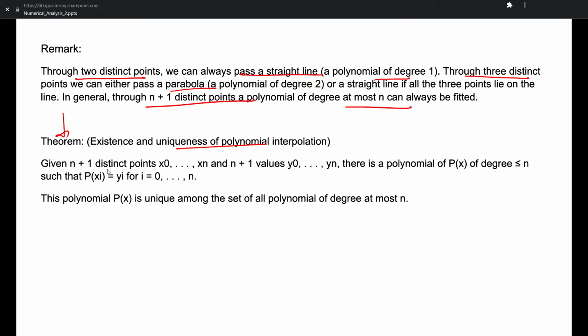which says that given n plus 1 distinct points x0 to xn and n plus 1 values y0 to yn, there is a polynomial p(x) of degree less than or equal to n such that p(xi) = yi for i from 0 to n. The polynomial p(x) is unique among the set of all polynomials of degree at most n.